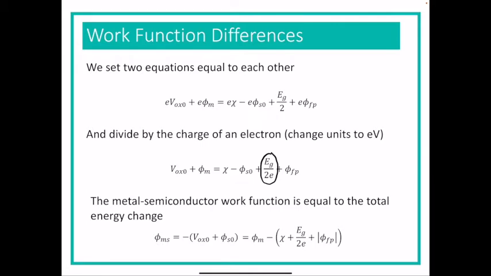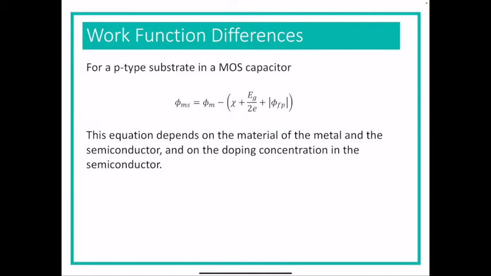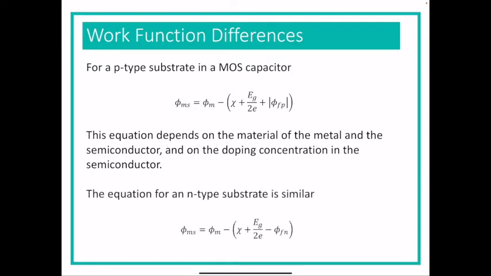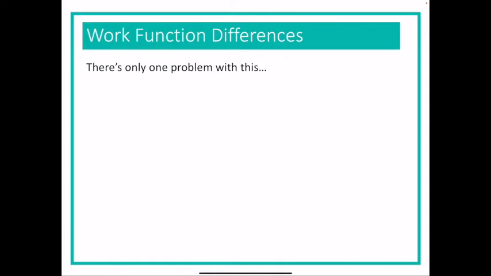So we can actually calculate the value of the metal-semiconductor work function if we just look up all these values. We can look up the doping concentration, the material of the metal and the semiconductor, and we can find that. And for an N-type material, it's almost exactly the same. It's not quite the same, but it's almost the same. So there is a way to calculate this. However, and this is a big however, those are ideal equations.